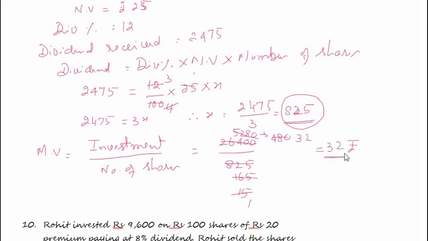So the market value of the shares that he bought is 32 rupees. So 25 nominal value shares he bought at a premium of 7 rupees. So totally 32 rupees.